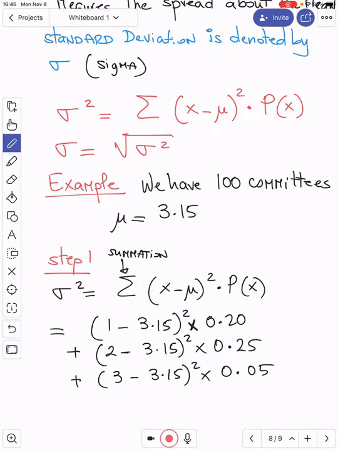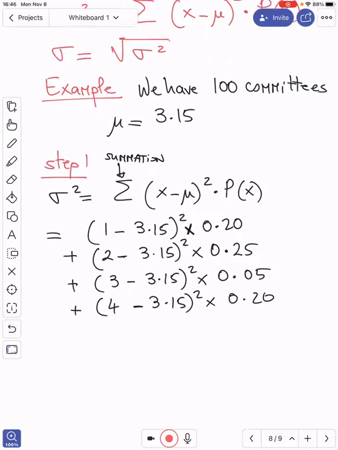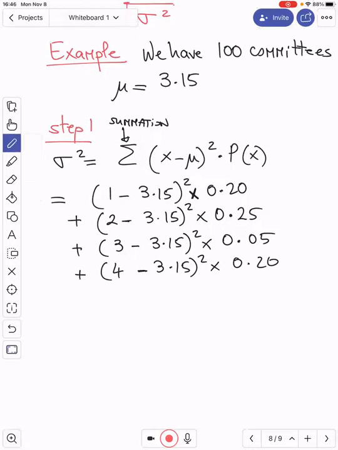Right? And then x equal to 4. So again, minus 3.15, sorry, this is 0.15 squared times 0.20, and finally x is 5, minus 3.15 squared times 0.30, or 0.3 or 0.30.